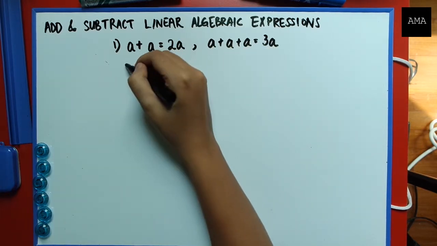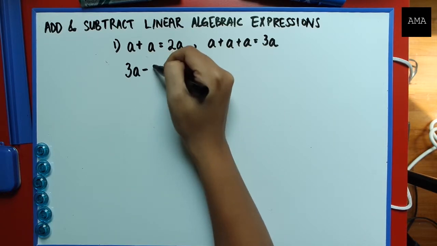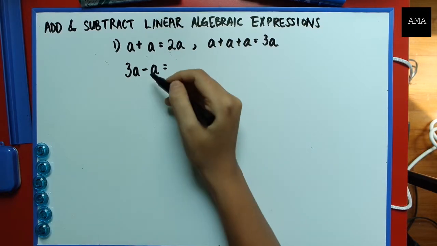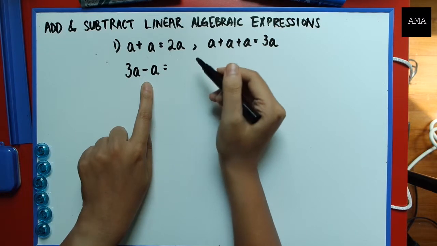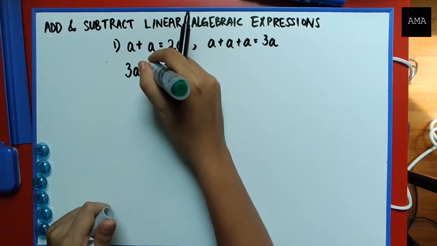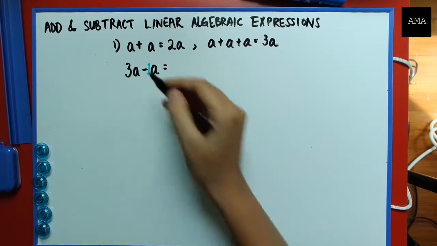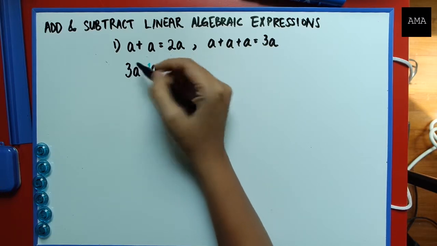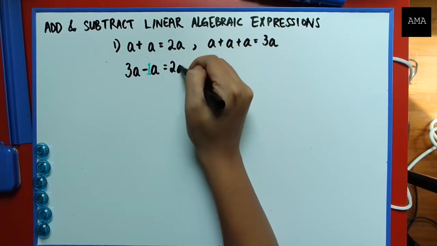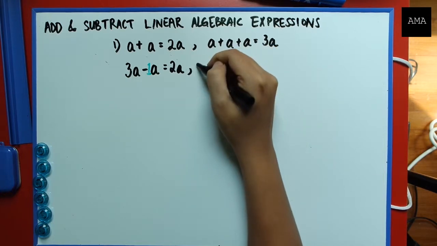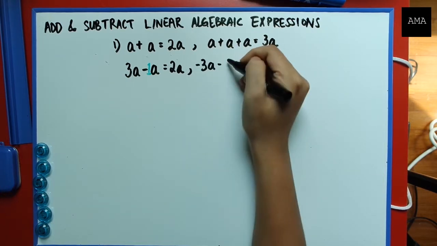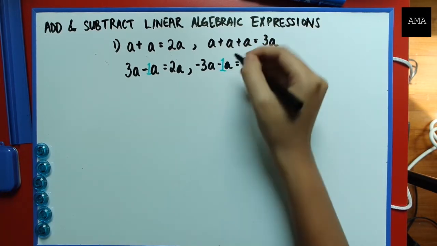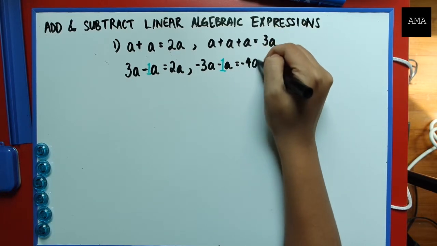Now, if there is subtraction involved, let's say 3A minus A. You need to know one thing. When I do not have a number in front, it is understood that this number is 1. So 3 minus 1. All you have to do is just subtract. Here is 3 minus 1. I get 2A. Similarly, if I have minus 3A minus A, what is minus 3 minus 1? You should know this by now, it is minus 4A.